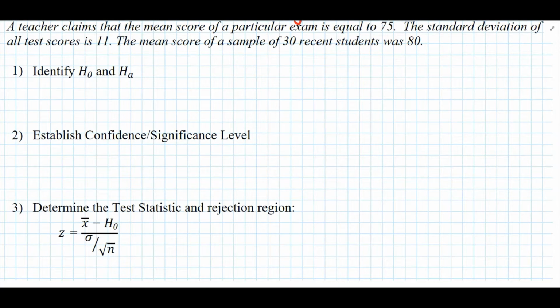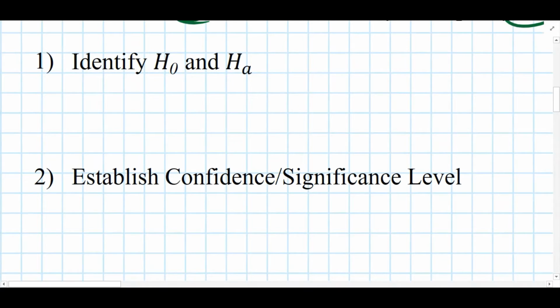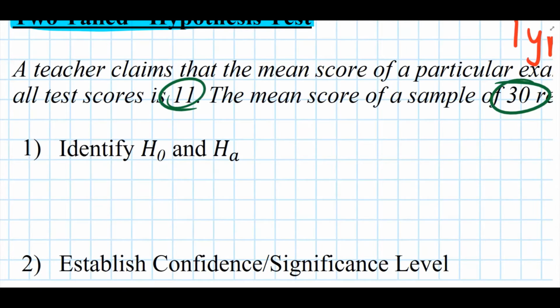In the first example above, we saw that a teacher claims that the mean score of a particular exam is equal to 75. Some additional information we need for the two-tailed hypothesis test is that the standard deviation of all test scores is 11, and the mean score of a sample of 30 recent students was 80. To complete the test, first we need to identify our null and alternate hypotheses. This will be our claim and the opposite of our claim.